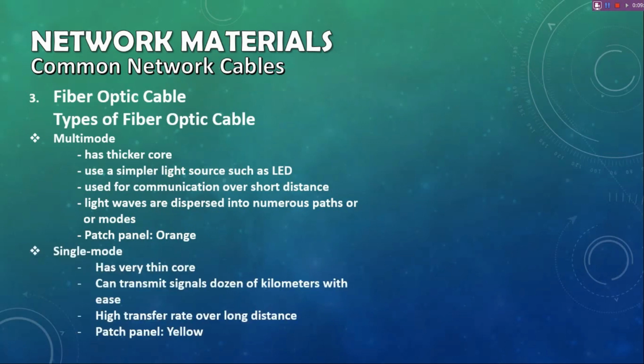Next one is the single mode. It's the cable that has a very thin cord. It is harder to make, uses laser as a light source, and can transmit signals dozens of kilometers with ease. High transfer rate over long distance. The patch cable color is yellow.